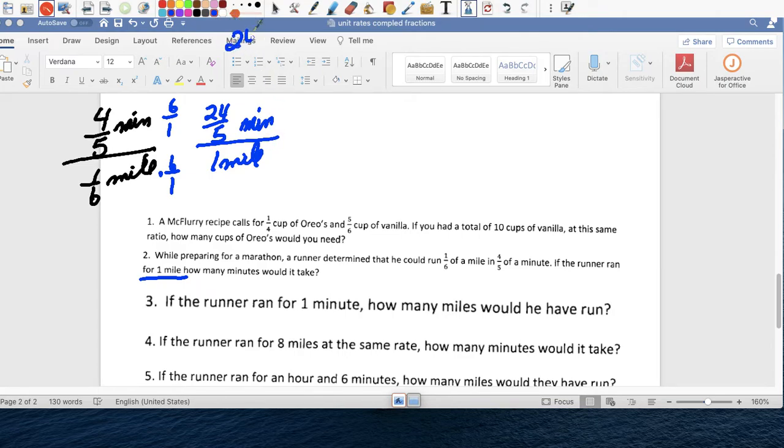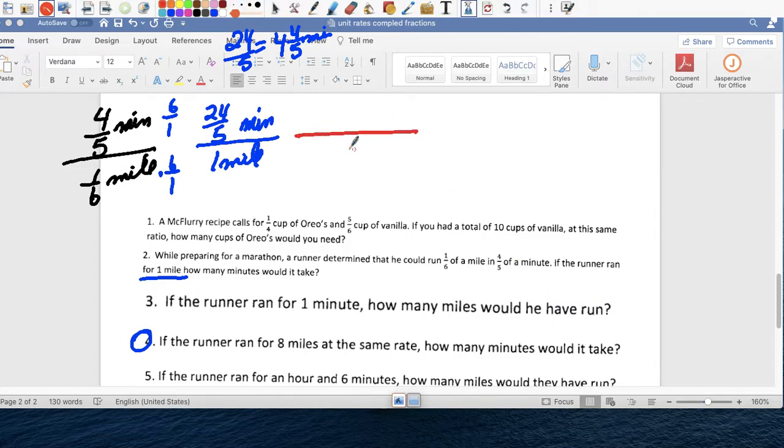And just let me write this on top. That equals 4 and 4/5 of a minute. Okay, but I'm going to leave it like this, only because I need that for question 4. So I'm going to do question 4 right now. The question says, if the runner ran for 8 minutes, how many minutes will it take? So I'm going to use that.